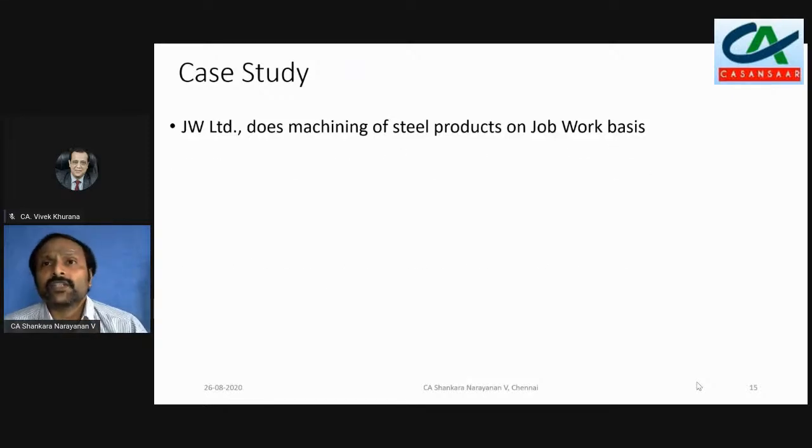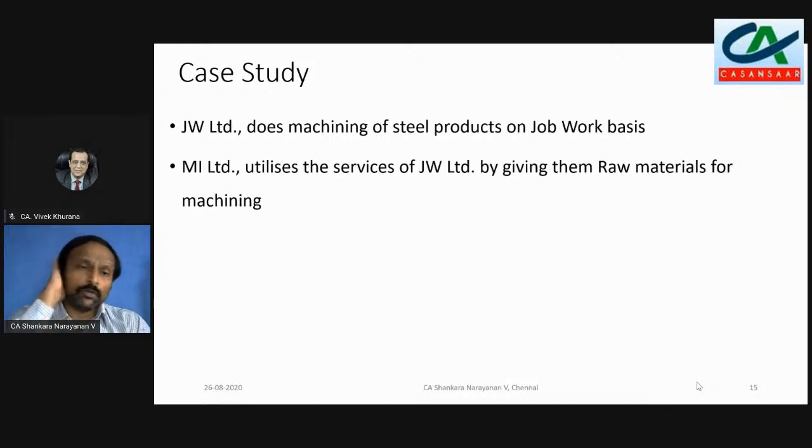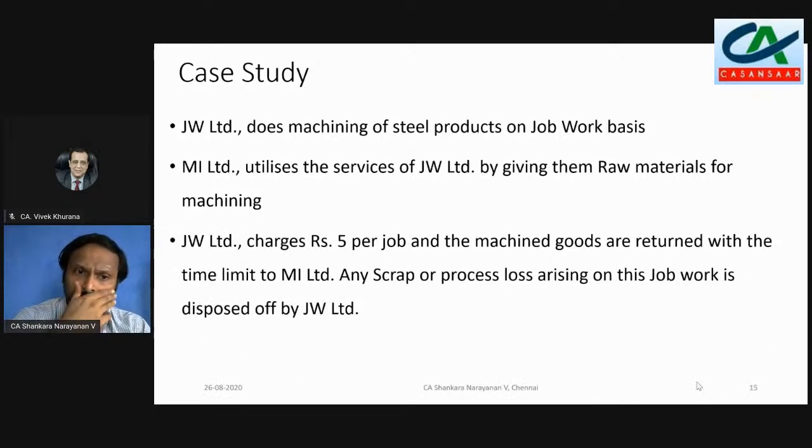Another interesting case study. This again is from a valuation problem where we have seen practically an issue arising. This was in the erstwhile excise regime. JW Limited is doing the machining of steel products on job work basis. Now, MI Limited is the principal. They are coming to JW Limited and saying that we will use your services, and then raw materials are given for machining by MI Limited to JW Limited.